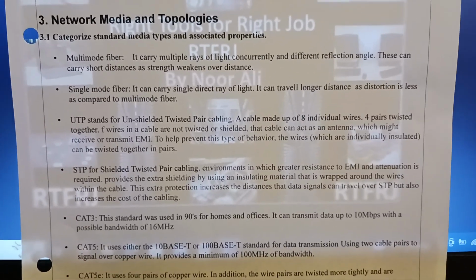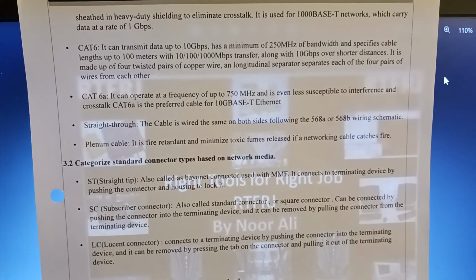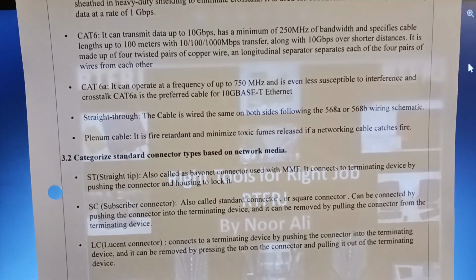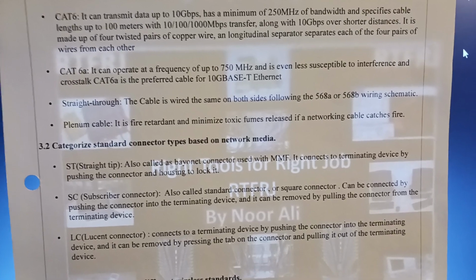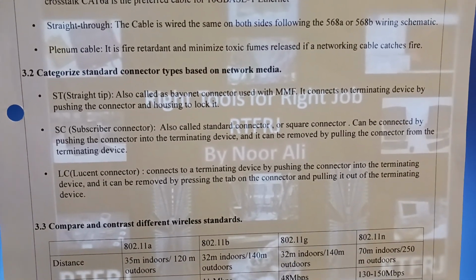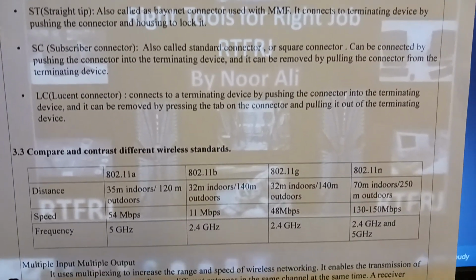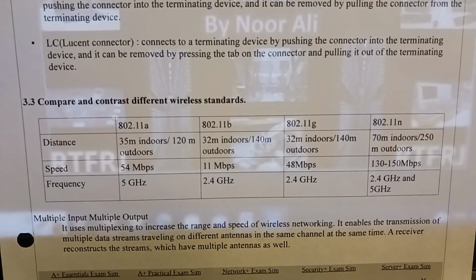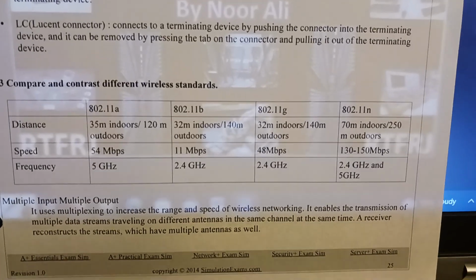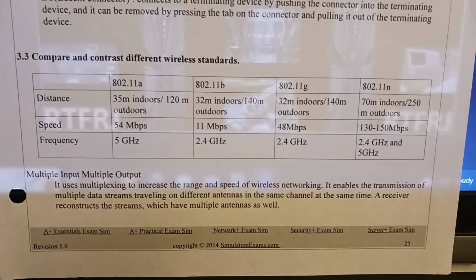So here is the domain, network media and topologies. So you got to know your Cat 6, Cat 7, Cat 5, Cat 6A. You have to know your categories of standard connector types on network media. You have to understand, compare and contrast different wireless standards. And you got to know how the technology is used.